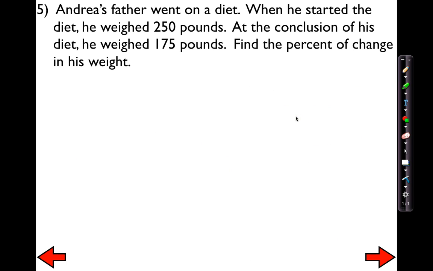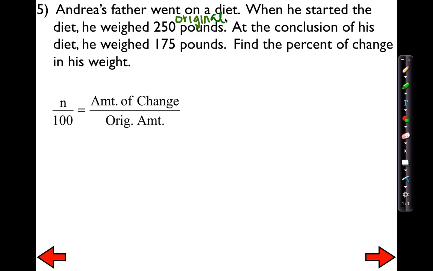So let's take a look at number 5. It says, Andrea's father went on a diet. When he started the diet, he weighed 250 pounds. So right now, I know this is what we call the original. At the conclusion of his diet, he weighed 175 pounds. Find the percent of change in his weight. So first things first, let's look at the two options.